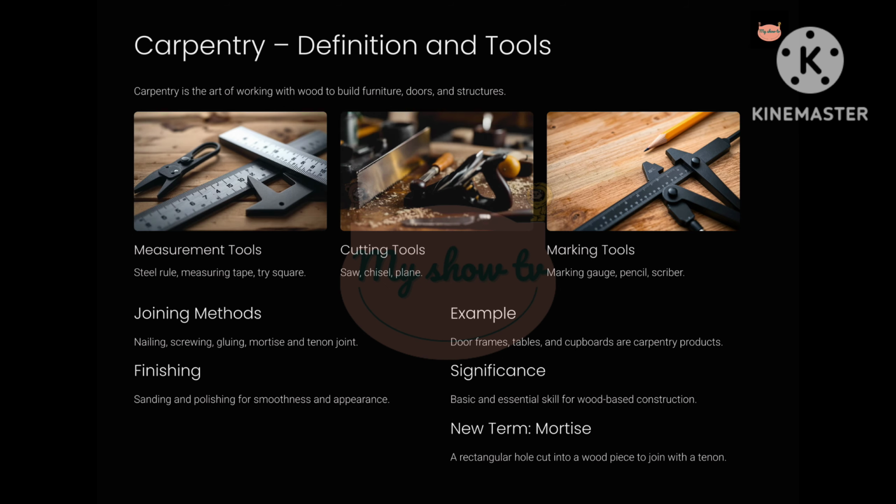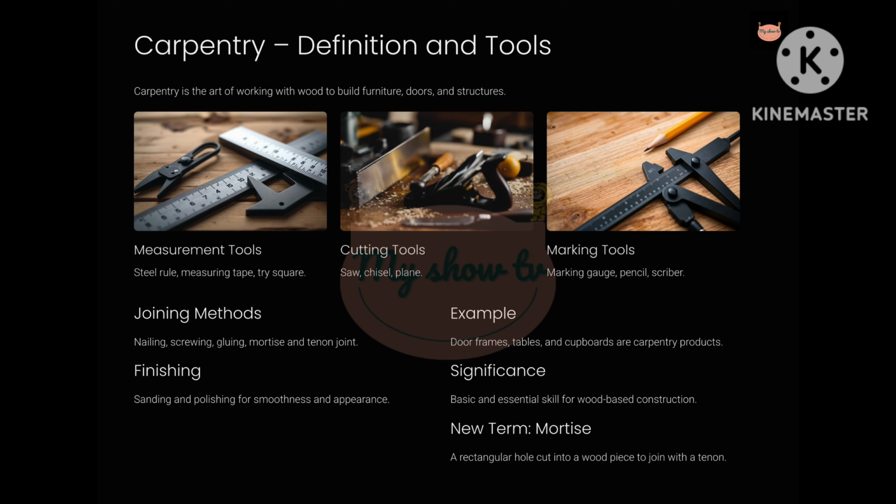Slide 3. Carpentry, definition and tools. Carpentry is a fundamental skill used in working with wood. The carpenter uses tools to measure, mark, cut, join, and finish wood into usable products. For measuring, tools like steel rules and measuring tapes are used. To ensure right angles, we use a tri-square. Cutting tools include saws, chisels, and planes. Marking tools like marking gauges or pencils help define where to cut or join.